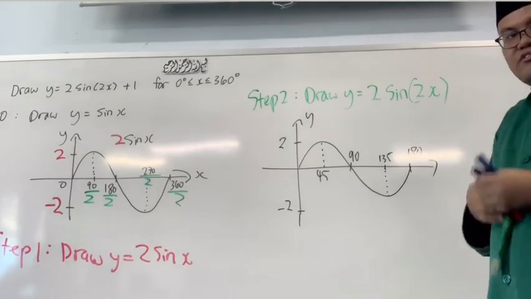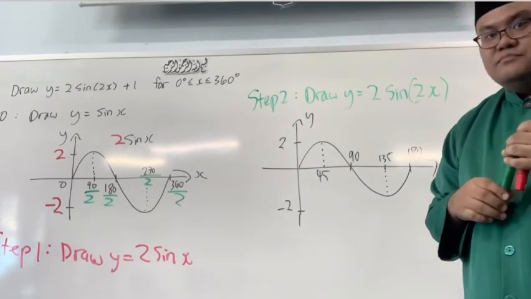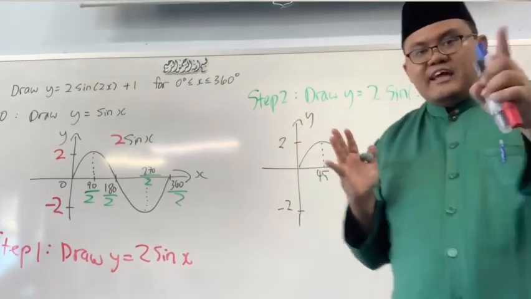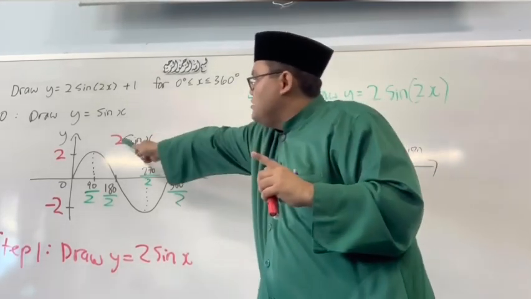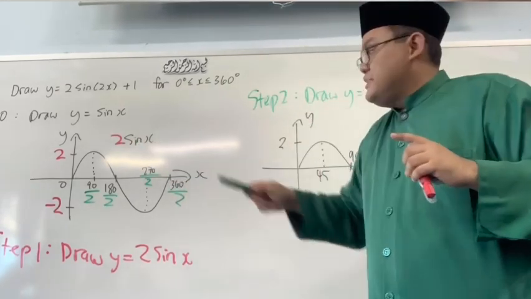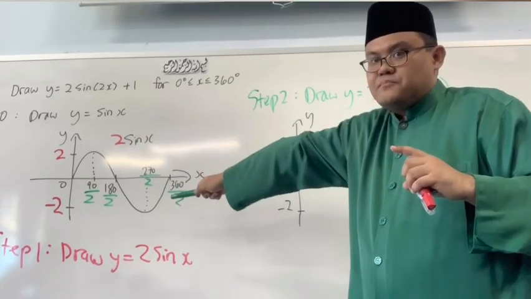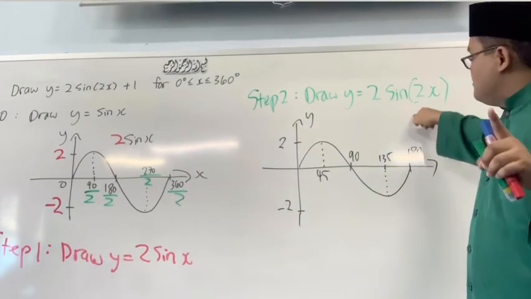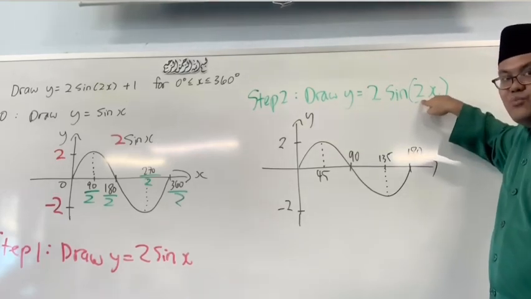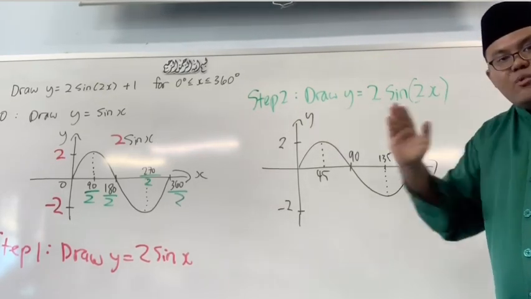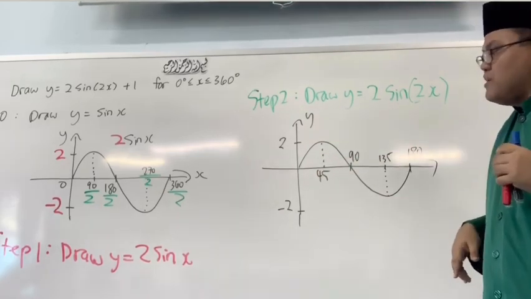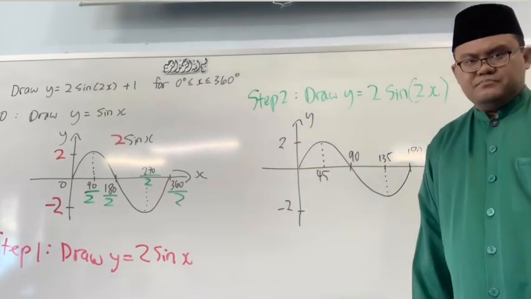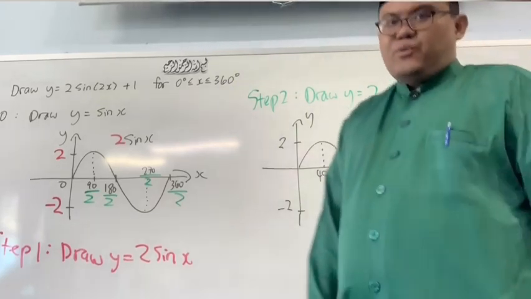So take it slow. What do we do? First we drew the sine x, the most basic one. And then we drew what happened when 2 is in front of sine x. So it became this. The red color changes. Then in step 2, we drew 2 sine 2x, but only looked at the effect of this 2 here. And we know this 2 will compress it. When you compress, all your x values divide by 2, while your y values remain as 2 and minus 2. So take a moment before we go to our final step.